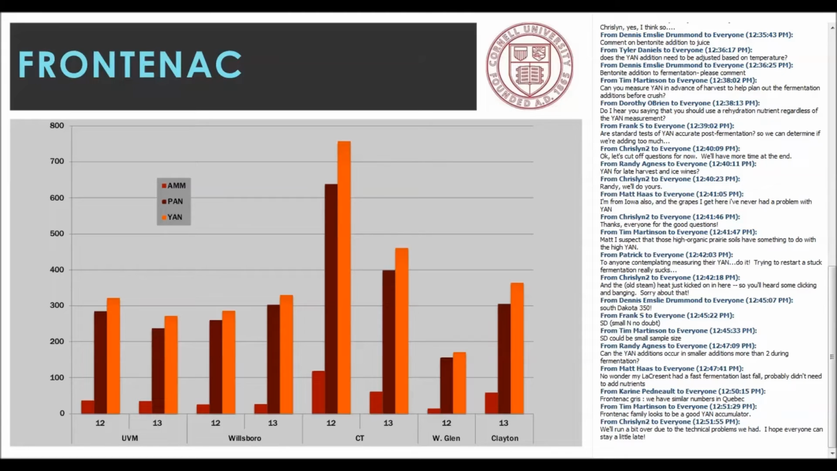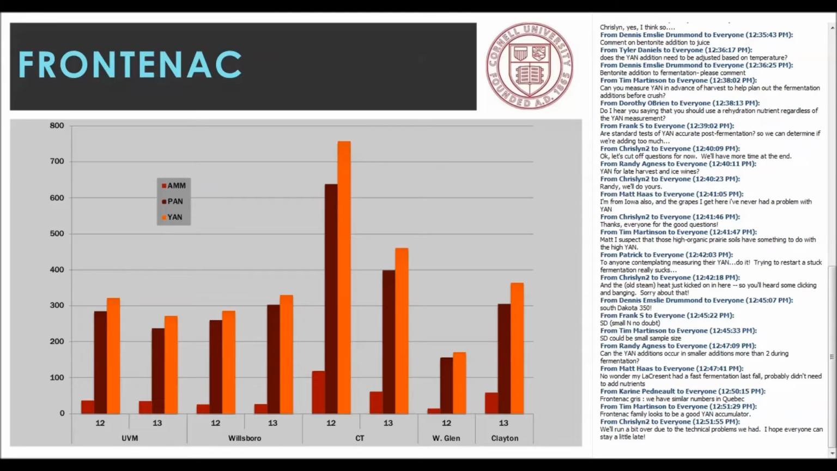Mostly under 300, mostly not too low though, except for the Watkins Glen, which was, as you may remember, higher in the other one. A whopping 750 in our 2012 number from Connecticut. I'm not sure what they're doing there, but they certainly got the YAN up. That's a really high number.